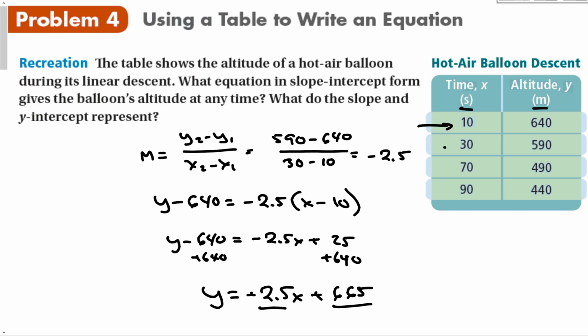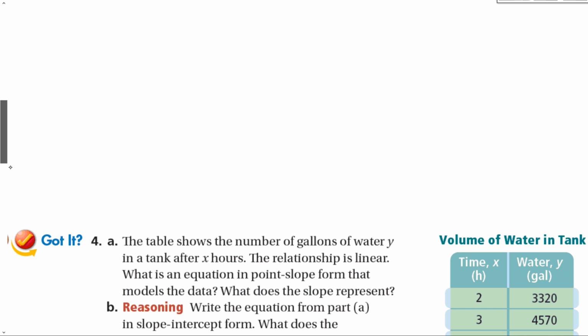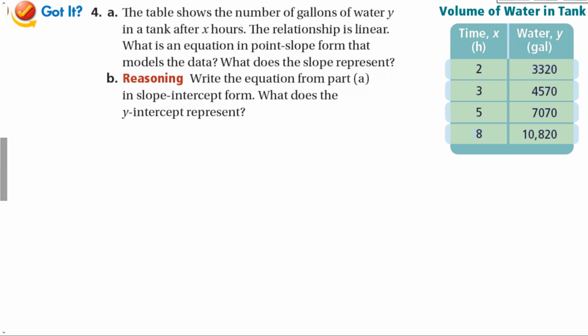So let's try one more Got It problem. The table below shows the number of gallons of water y in a tank after x hours. The relationship is linear. What is an equation in point-slope form that models the data?